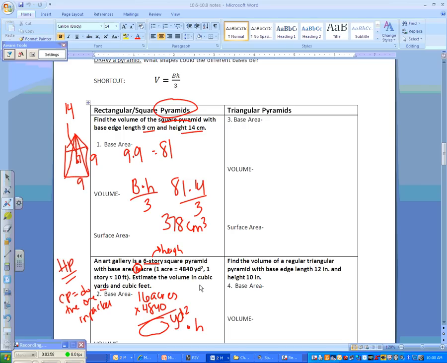So that's one conversion. To figure out the stories, 1 story is about 10 feet. So if we have 6 stories, you're going to multiply that by 10, and that's going to be 60 feet. However, we have yards and we have feet.